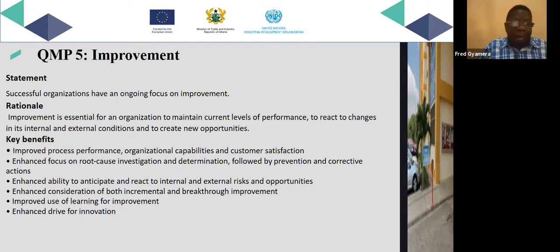The systems are there to help you do that. So in spite of that, because when they are developing the system, they know one day there may be challenges in the world. So how you apply this principle depends on the challenges that you are facing at any material moment. What are the benefits? Improve process performance. You should know what process performance means. Organization capabilities and customer satisfaction.